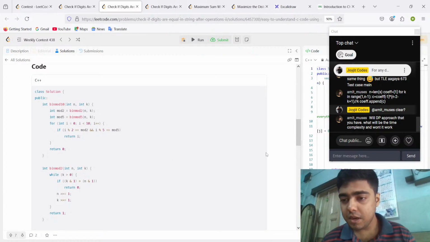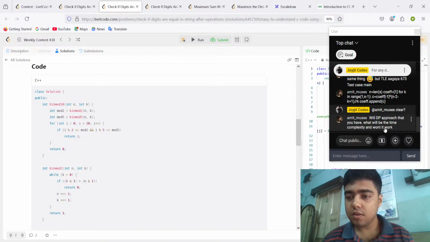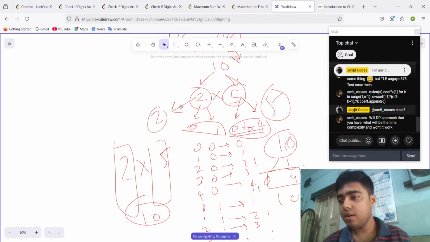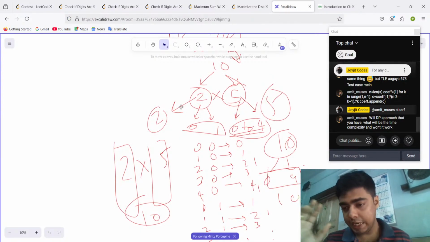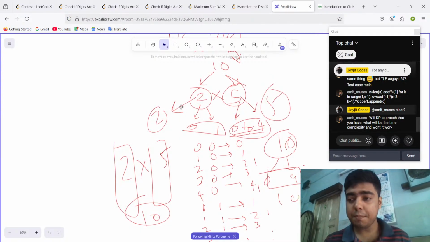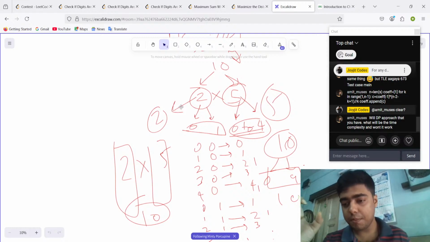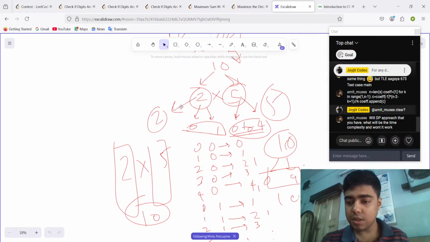And why the DP approach will not work, if you want to know: No, it won't work. I'll tell you why. See, what we were doing in the DP was, we were not using the prime factor, right? And even if you're using the prime factor, the DP approach won't work in that case.